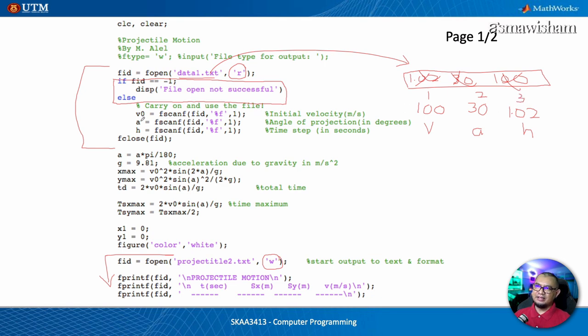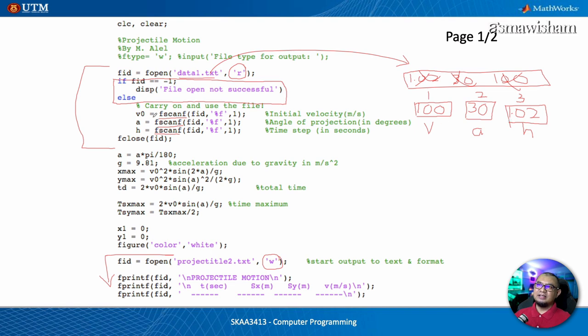That's why in here, you see, we use the command fscanf. The first one you scan will be equivalent to the first variable, which is V. Once we scan it, we get the value of 100. The second one is the angle, so we have 30. And then the third one, we have 1.02. This will be the third index value.